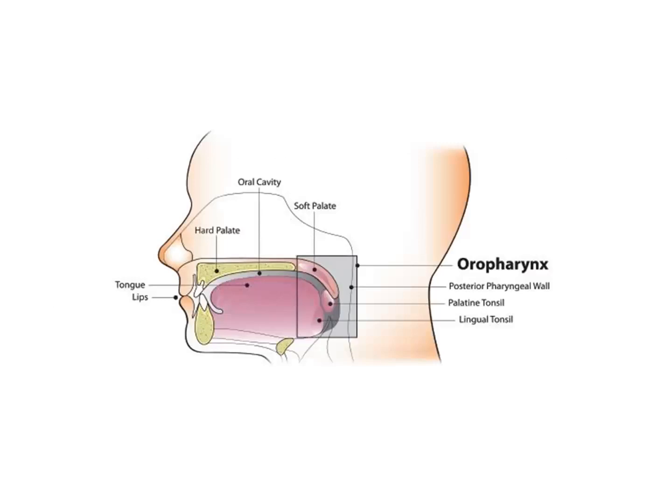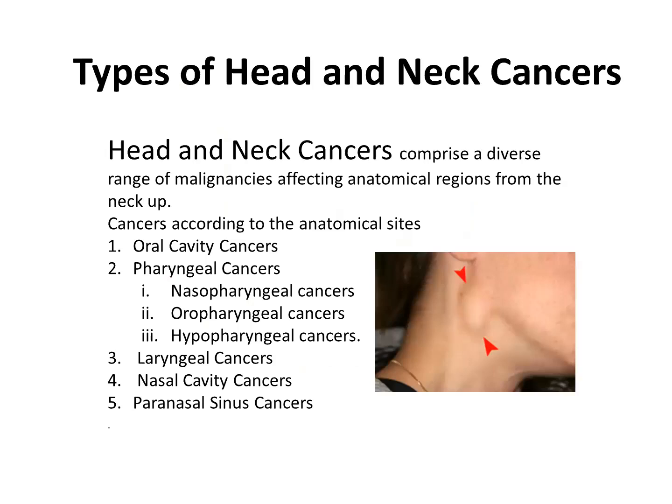As you can all see that there is an oropharynx, and in the front, then we also have a soft palate, and oral cavity is there, and we can all understand that there is hard palate and of course tongue and lips. Now this is the anatomical presentation, and the cancers related to these of course are called the cancers of head and neck. Now starting with the names, head and neck cancers comprise a diverse range of malignancies affecting anatomical regions, as we have discussed, from the neck up, above the neck.